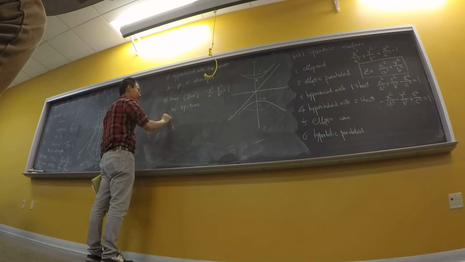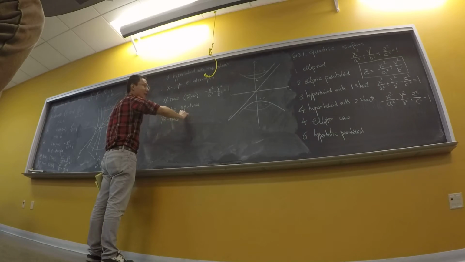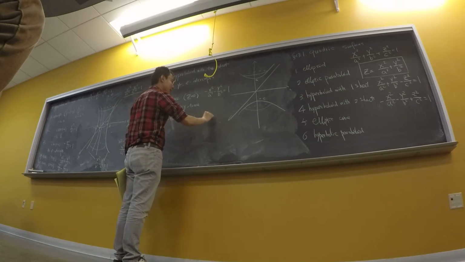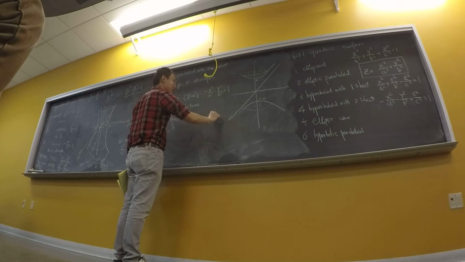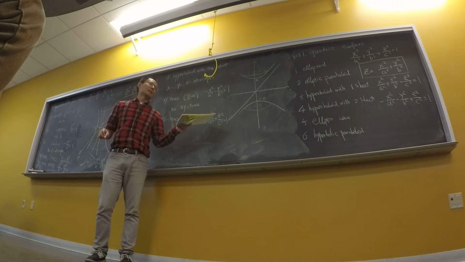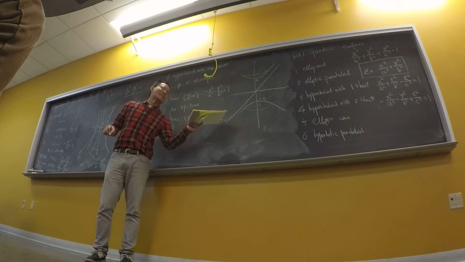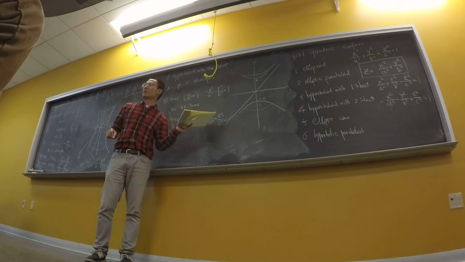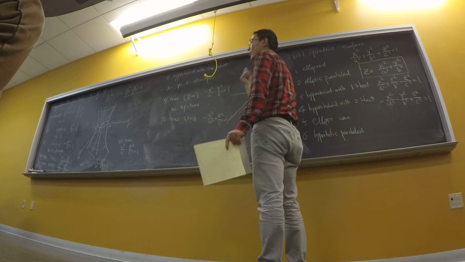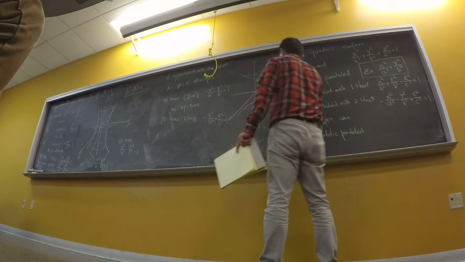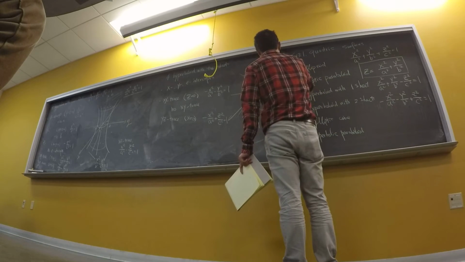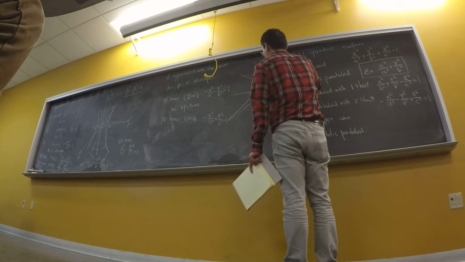So the yz trace is given by x equals 0. So we have minus y squared divided by b squared plus z squared divided by c squared is equal to 1. This is a hyperbola intersecting with the z-axis with no y-intercept at all, right? So these are two branches of one hyperbola right here.